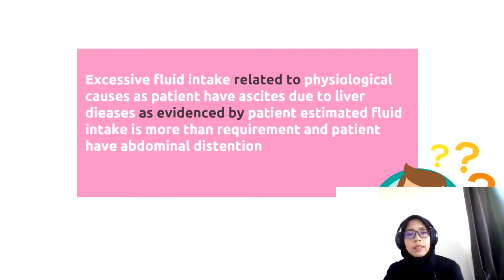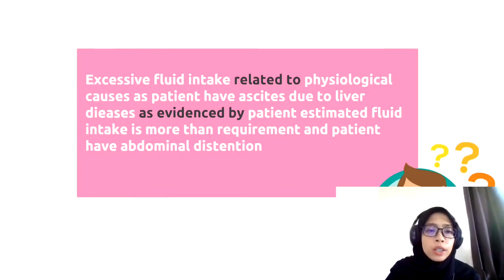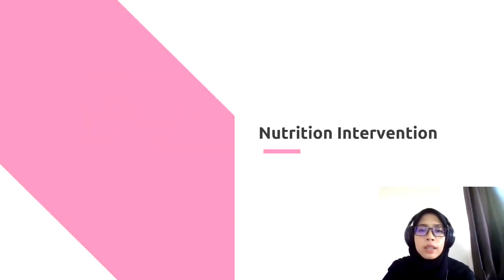And the second ND is excessive fluid intake related to physiological causes, as the patient has ascites due to liver disease, as evidenced by the patient's estimated fluid intake being more than the requirement, and the patient has abdominal distension.